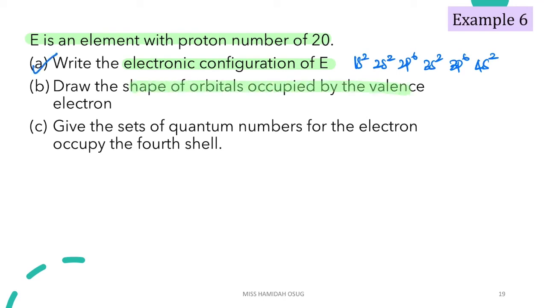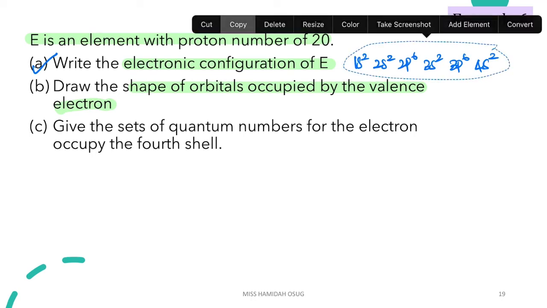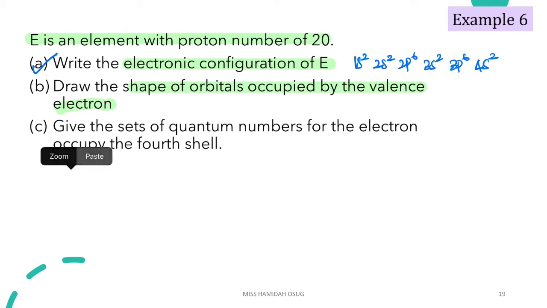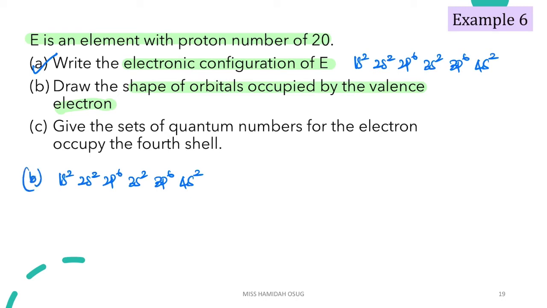Question B, you were asked to draw the shape of orbitals occupied by the valence electron. So how can we determine which one is the valence electron? We need to determine which of these shells is the valence shell. So kita buat divider di antara itu shell. So kita akan dapat yang paling hujung sekali adalah 4s2, meaning to say 4s2 is the valence shell.